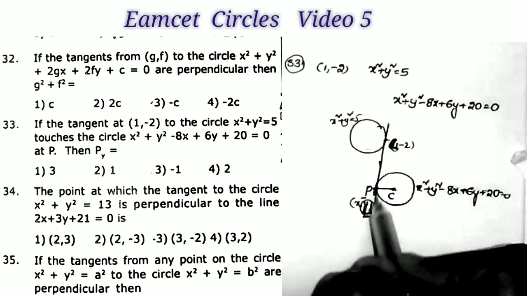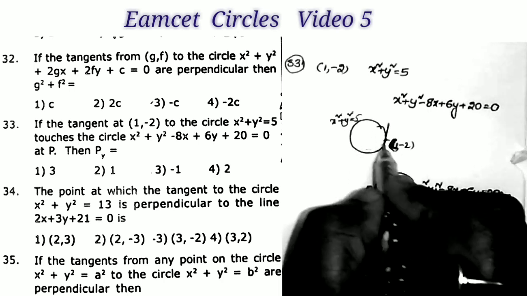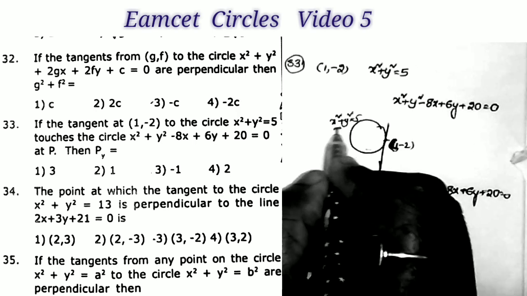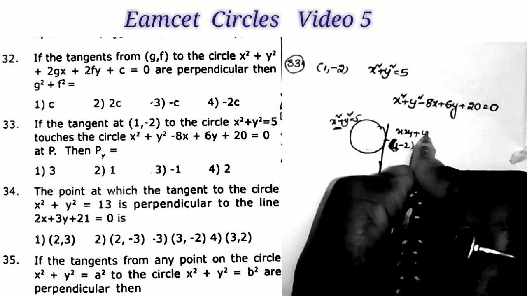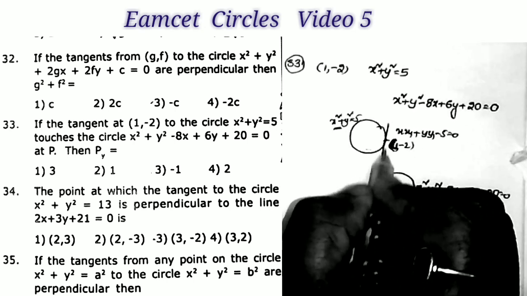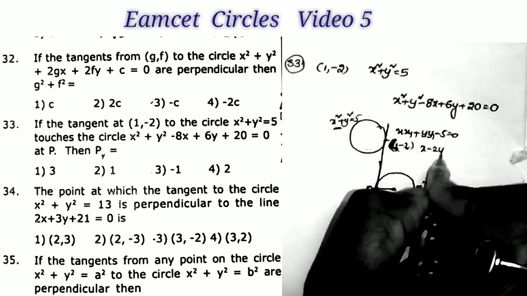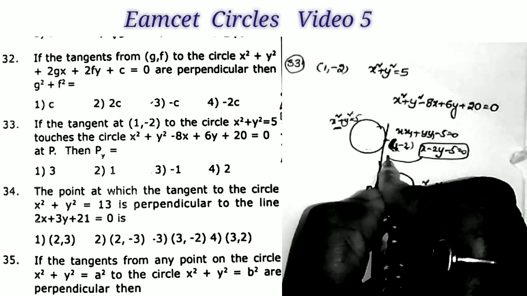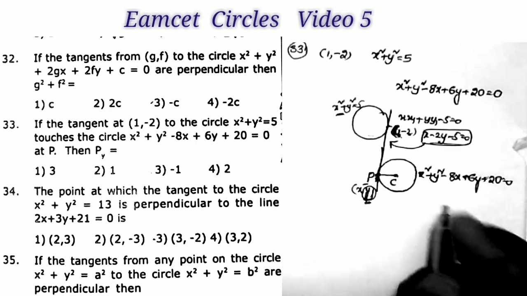So first, what is the equation of this line? This is the tangent to the first circle. Then what is the equation? Tangent equation, S1 is equal to 0. What is the S1 notation for this circle? x into x1, plus y y1, minus 5 is equal to 0. This is the tangent equation. Now what is x1, y1? (1, minus 2). Therefore the equation of this line is x minus 2y minus 5 is equal to 0.